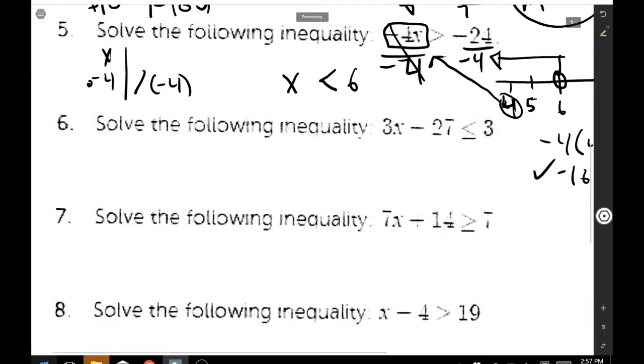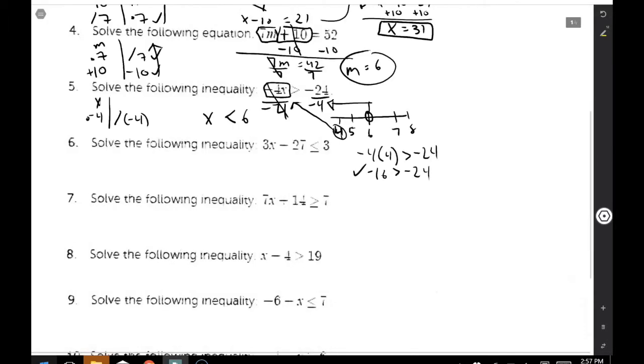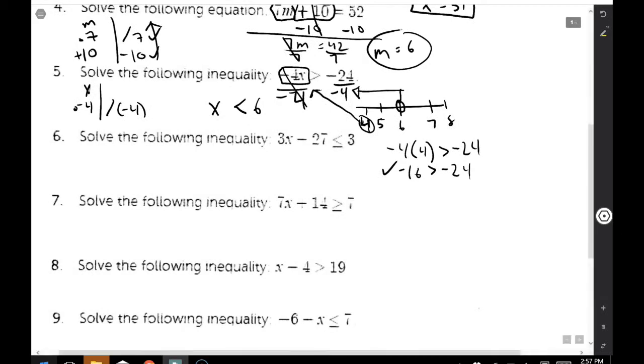Okay, solve the following inequality. 3x minus 27 is less than or equal to 3. So right away, I know this is going to be a closed circle. And I may or may not have to flip the sign. I don't think I have to flip the sign because I don't see any multiplying or dividing by negative. So let's quickly build it.